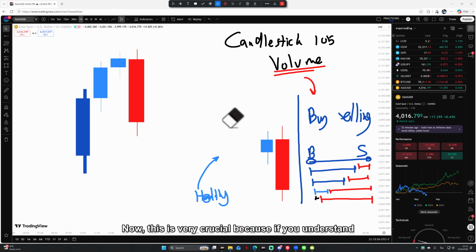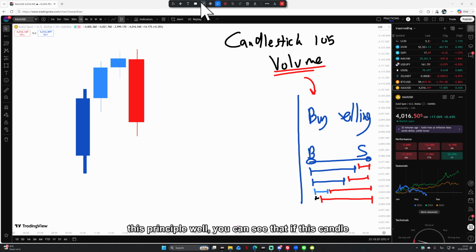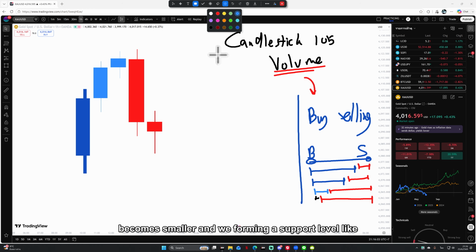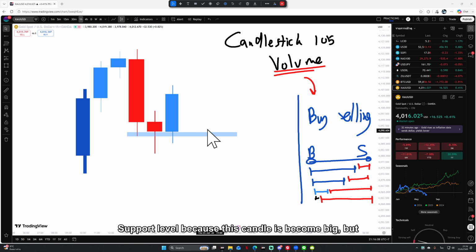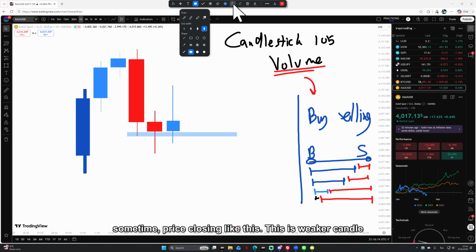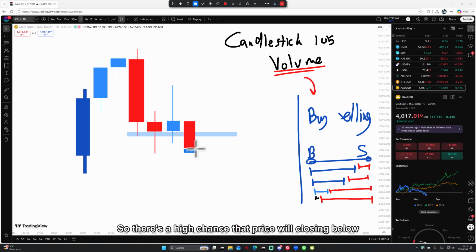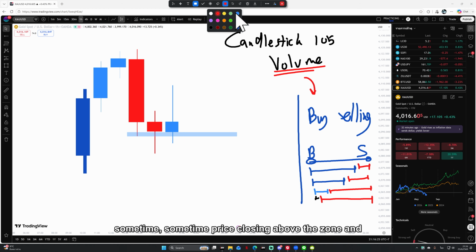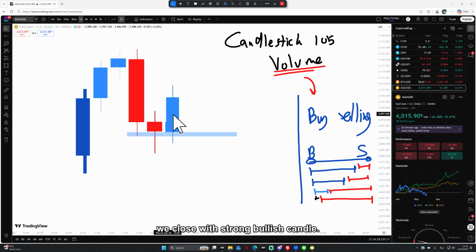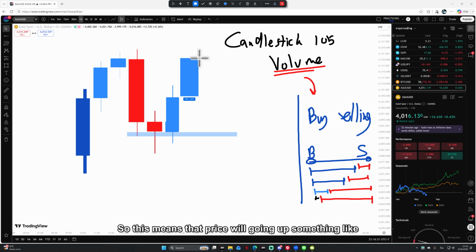Now, this is very crucial because if you understand this principle well, you can see that if this candle becomes smaller and we're forming a support level like this, it's a super strong support level because this candle became big. But sometimes price closes like this, which is a weaker candle confirmation. So there's a higher chance that price will close below the support level and go down, something like this. Now sometimes price closes above the zone and we close with a strong bullish candle. So this means that price will go up, something like this, right?